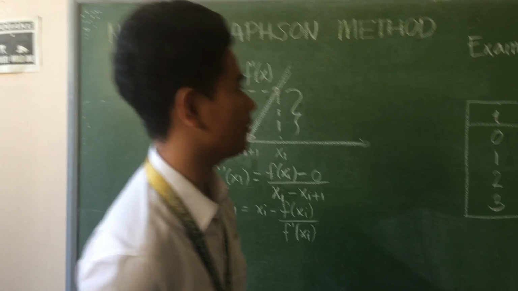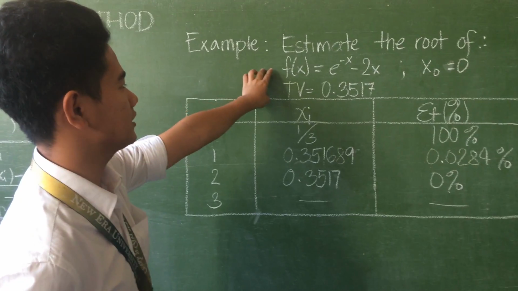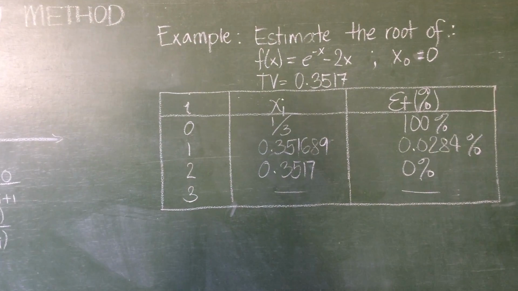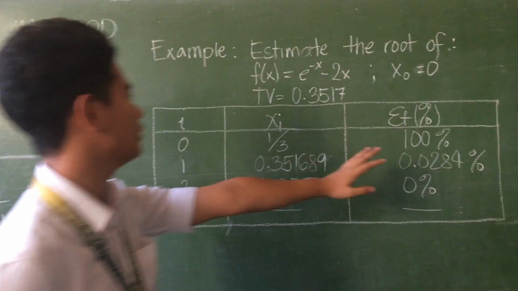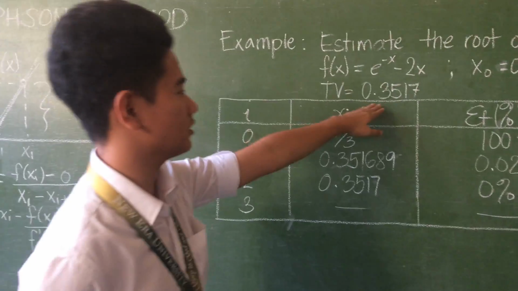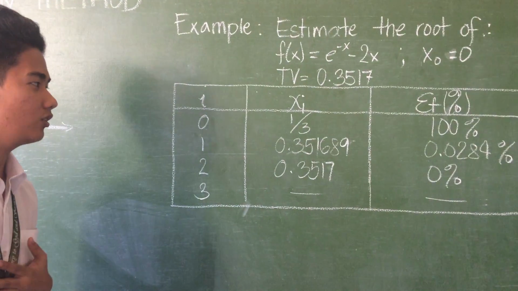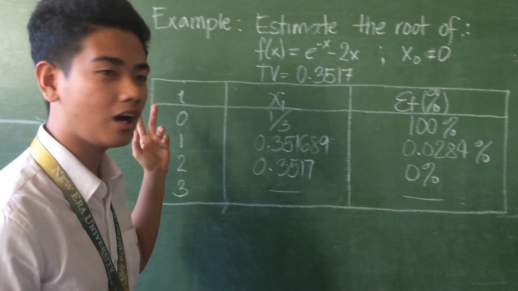Now, we are going to have an example. Estimate the root of f of x equal to e raised to negative x minus 2x with an initial guess of x sub 0 equal to 0. The true value is 0.3517.